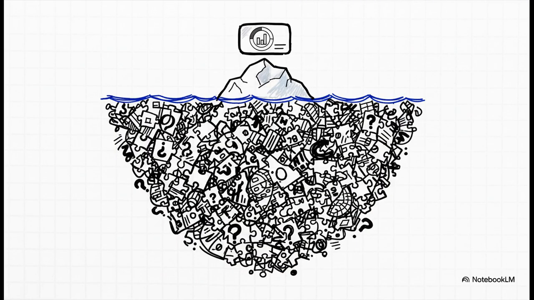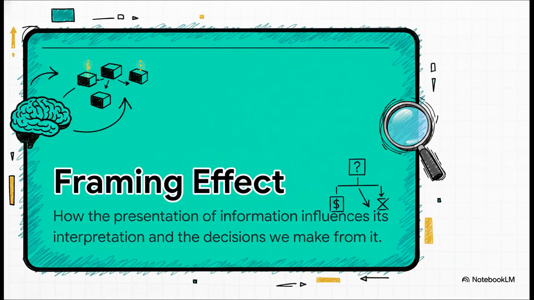The iceberg here is the perfect way to picture it. That clean, simple number on your dashboard, that's just the tip. What's hidden deep below the surface are all the assumptions and the missing context that give that number its real meaning. Another piece of this reliability puzzle is something called the framing effect.